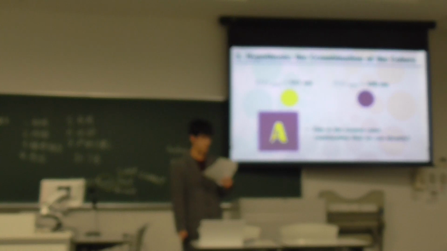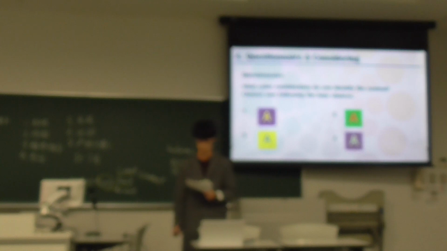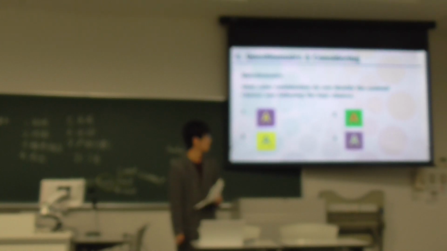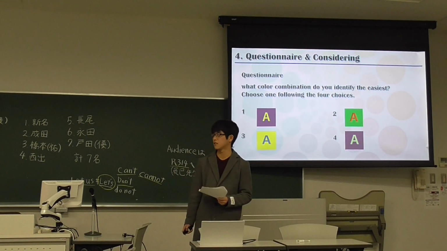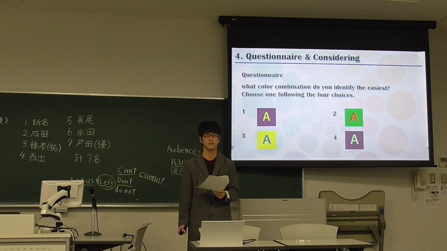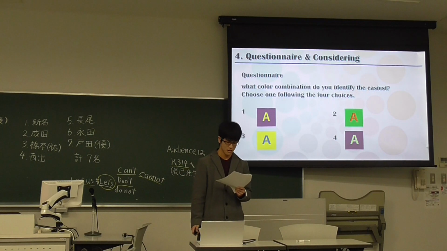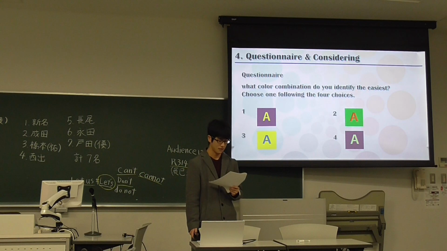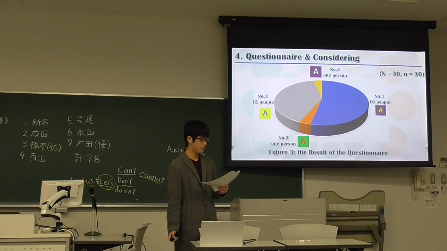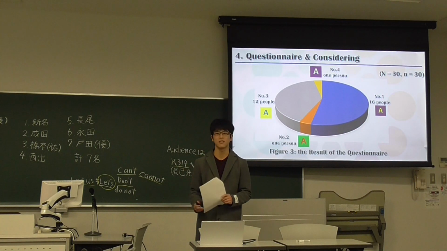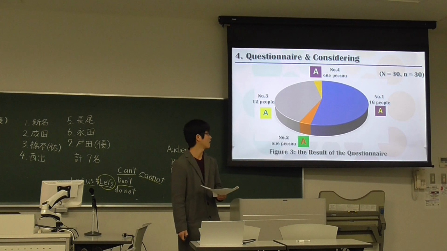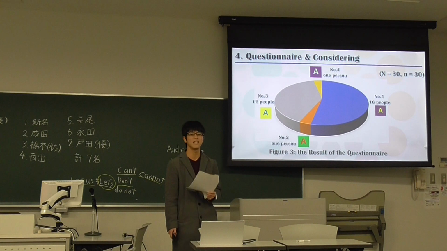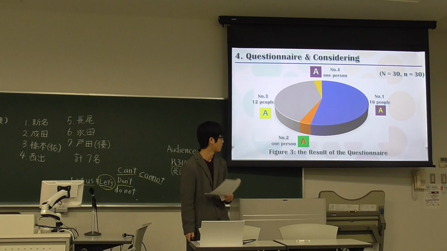Then I conducted a questionnaire to the university students. This is a question. What color combination do you see is easiest? Choose one from the following four choices. This is the result of the question. It shows us that purple back color and yellow character color is the easiest combination of the four.